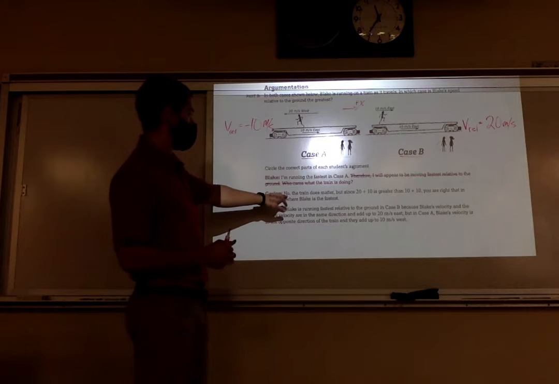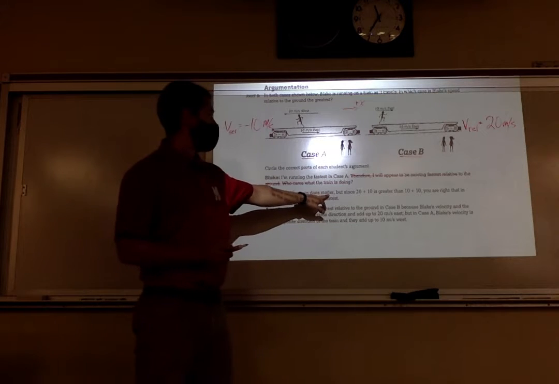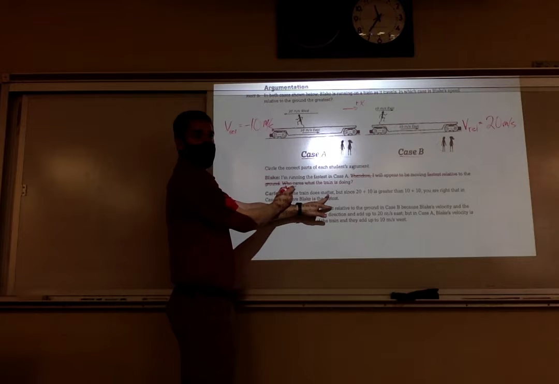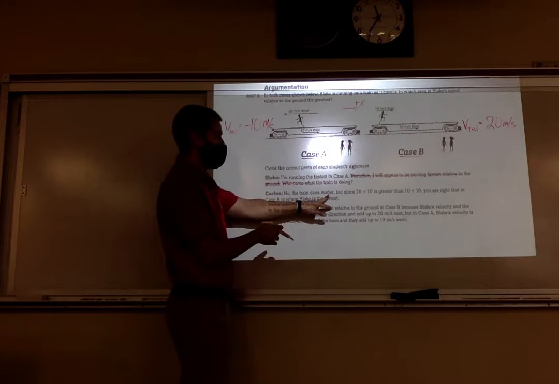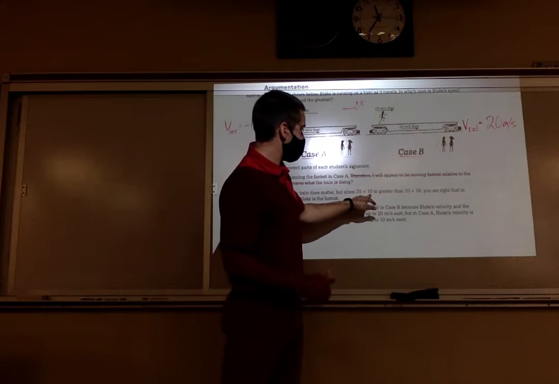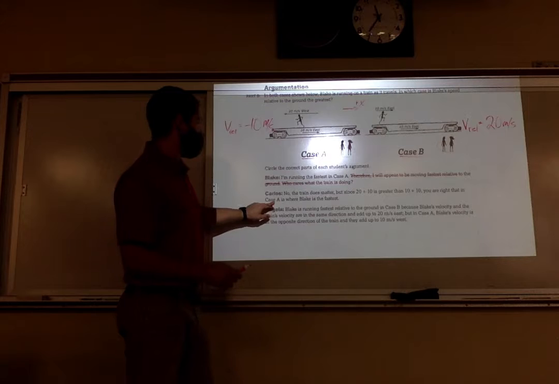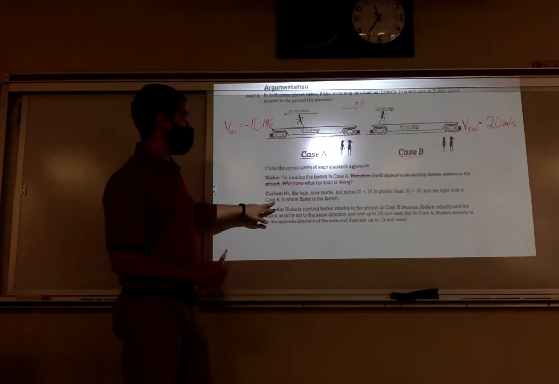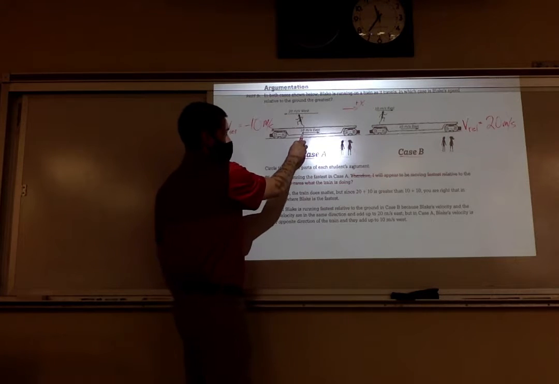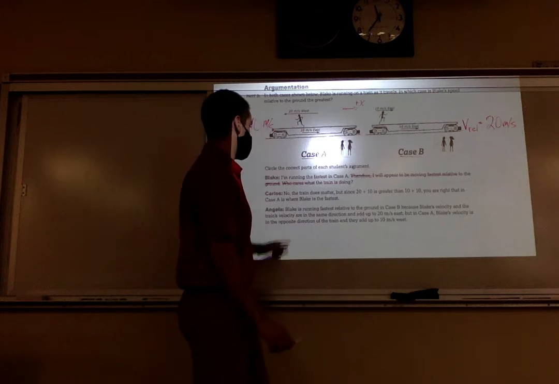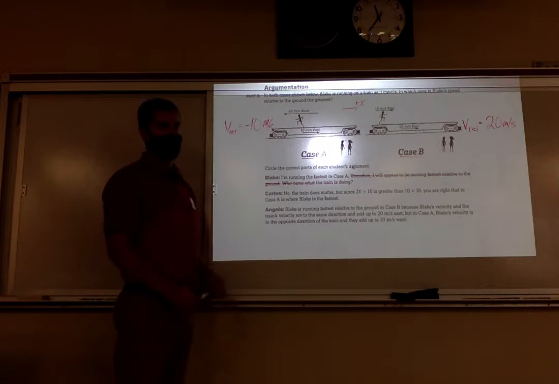How about Carlos's statement? He says, no, the train does matter. Well, that's true because we just excluded the statement that the train doesn't matter. So we'll leave that. But since 20 plus 10 is greater than 10 plus 10, you're right that case A is where Blake is the fastest. So Carlos said that 20 plus 10 is bigger than 10 plus 10, so that in case A, Blake is moving faster relative to the ground. Is Carlos right or not? 20 plus 10 is greater than 10 plus 10, that is correct, but it does not apply to this. So no, he is not correct.